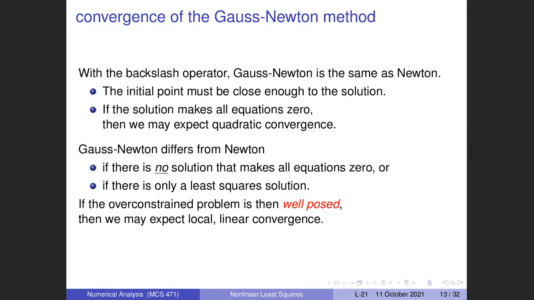So why is it so slow? Well, Gauss Newton will be identical to Newton if we have an exact solution. So here we cannot really expect quadratic convergence, because remember, quadratic convergence also requires being close enough. So that's the reason for why it is so slow.